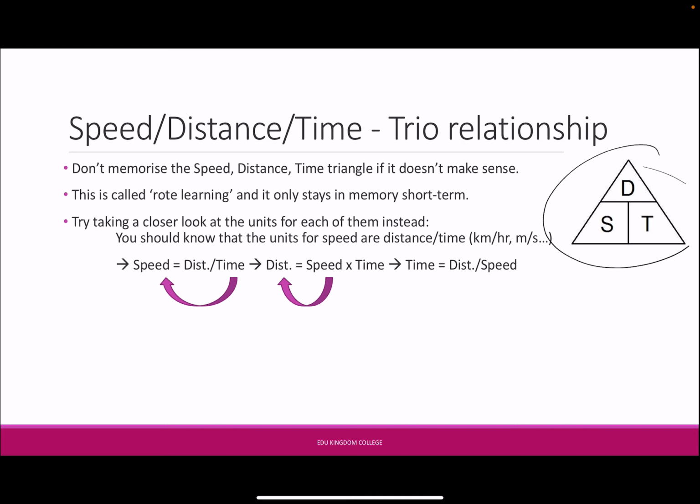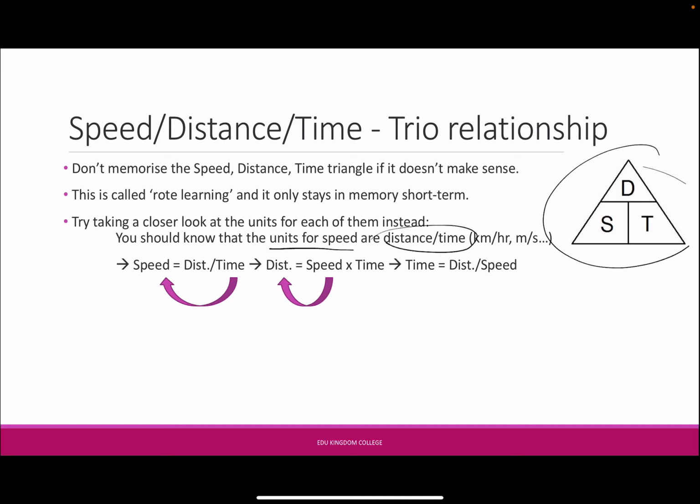And so what this triangle really is, is just a form of rote learning, which I don't like because it is just memorizing for the sake of memorizing, and it only stays in memory for a short amount of time. So to understand this triangle better, we're going to look at the units for speed. So the units for speed are distance over time, which you can see here.